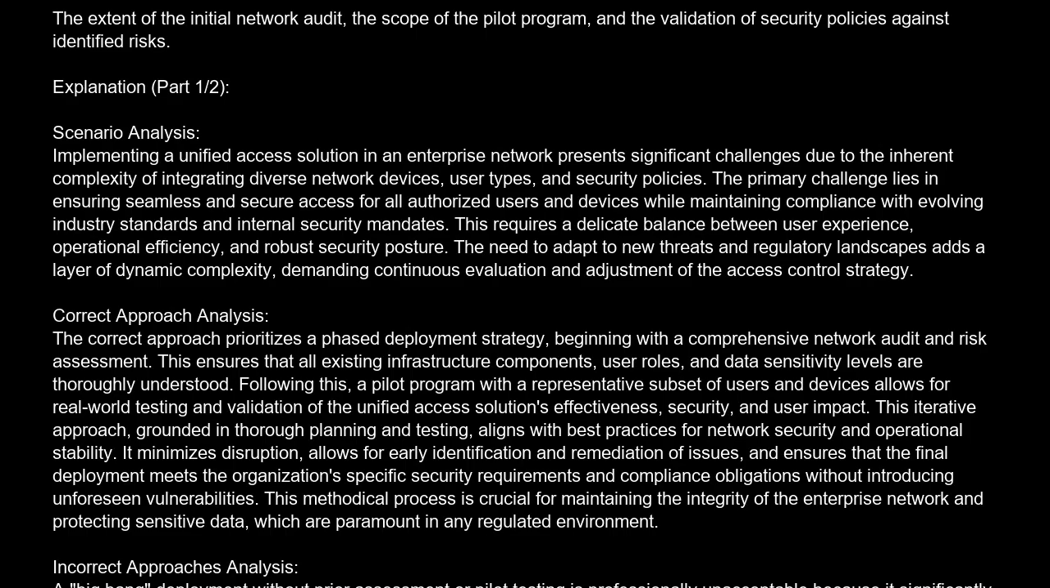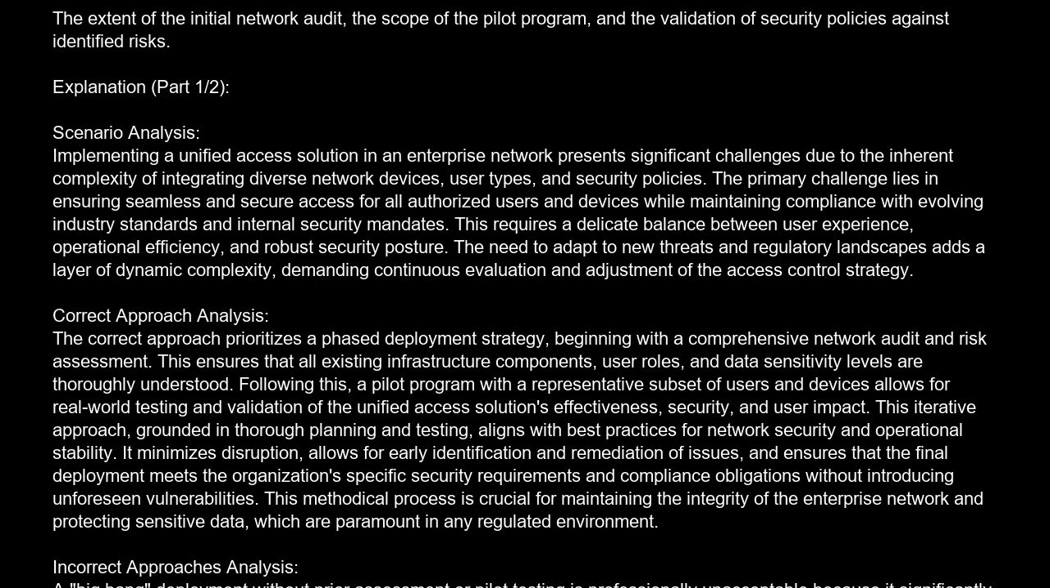Correct answer is A. The extent of the initial network audit, the scope of the pilot program, and the validation of security policies against identified risks. Explanation. Scenario analysis. Implementing a unified access solution in an enterprise network presents significant challenges due to the inherent complexity of integrating diverse network devices, user types, and security policies.